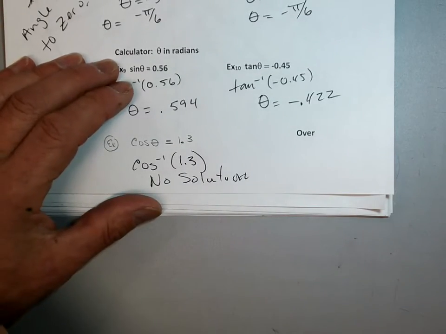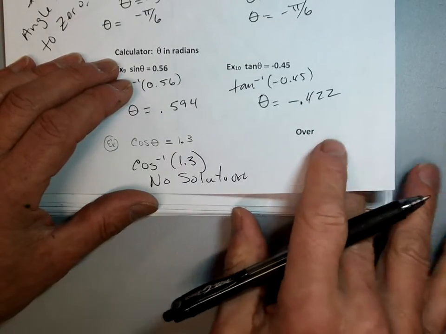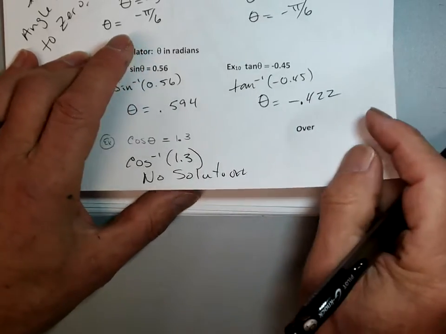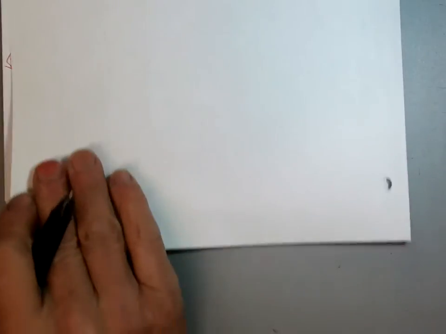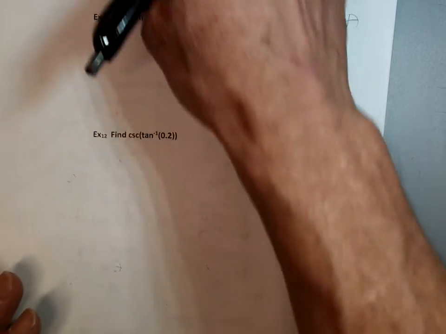Okay, guys, ready to turn the page? Not too bad. The unit circle is actually pretty easy, as long as you're here every day and you pay attention. It's not hard. Okay, turn the page.